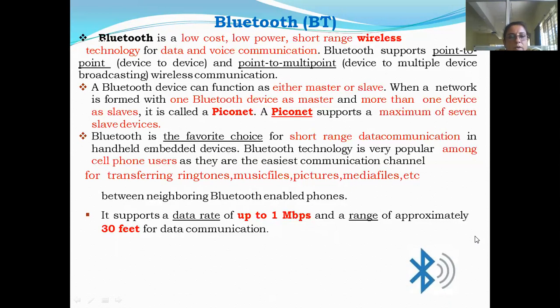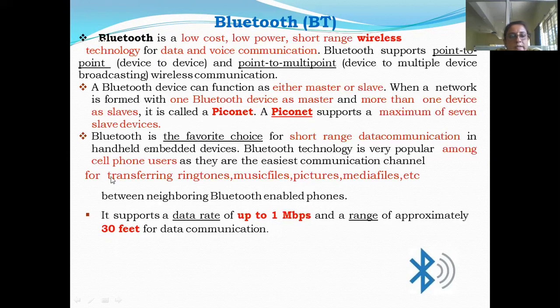One point you have to remember: a Bluetooth device can function either as a master or a slave. If it is acting as a master, the cell phone can communicate at a time with a maximum of 7 slave devices. This is called a piconet, right? And for short range communication in most embedded devices, Bluetooth is most commonly used.